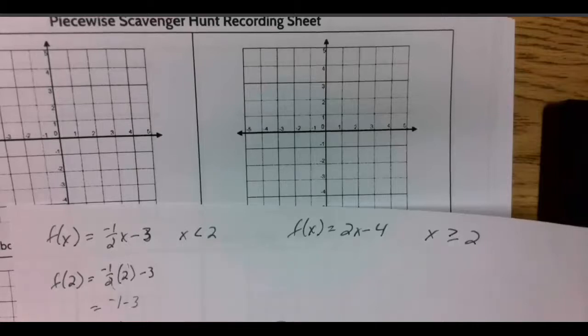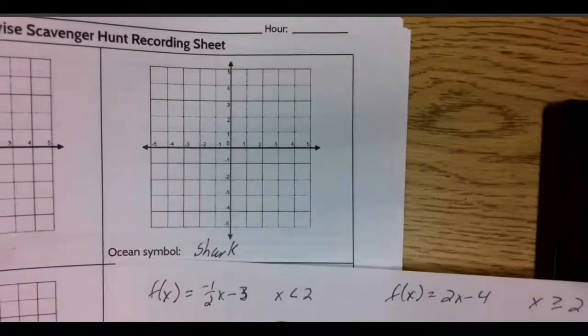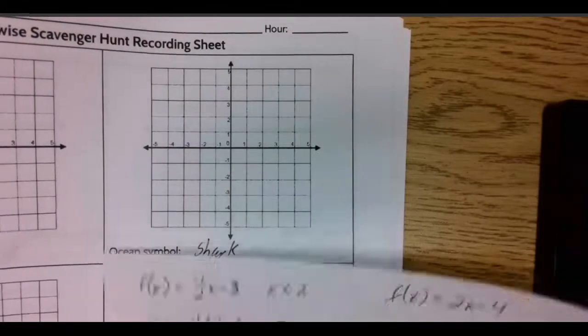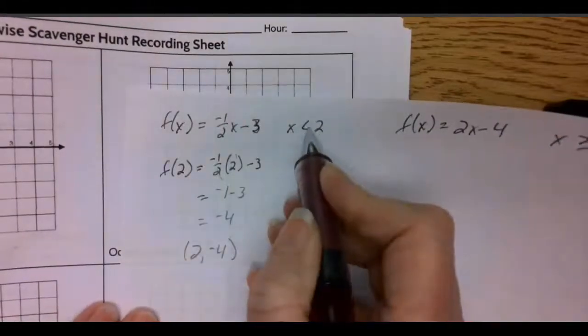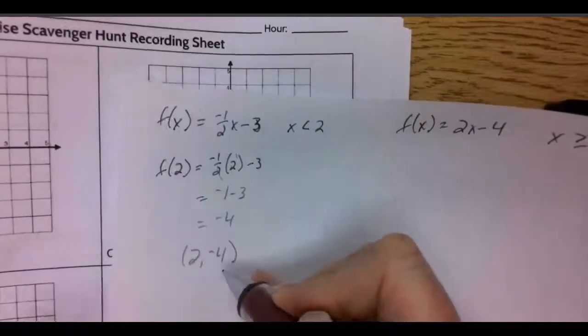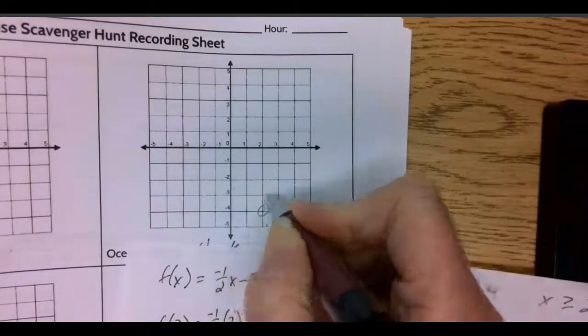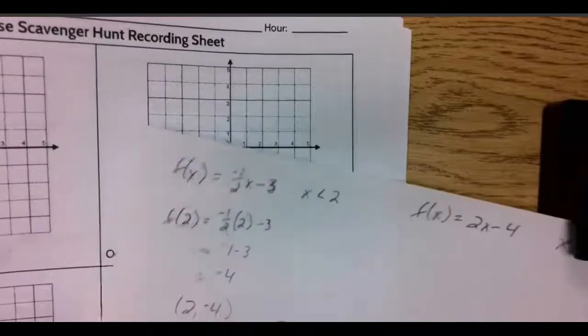Now I'm going to go to my graph right over here, and I'm going to plot the point 2, negative 4. But before I plot it, I'm going to look up here. See how it's less than? So I know this is going to be an open circle at 2, negative 4. So I'm going to go 2, negative 4, open circle.